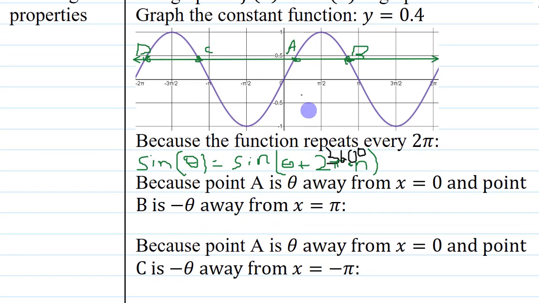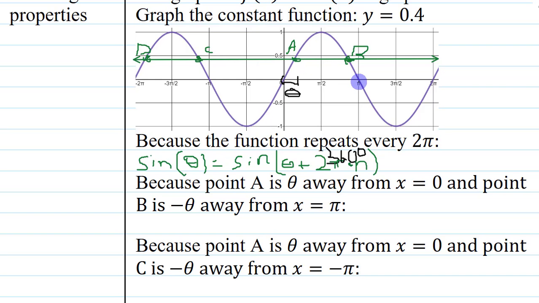Now let's look at point A. So this distance right here is theta. A is theta away from x equals 0. So here's x equals 0, and if I move theta in the positive direction, I now get to the x coordinate of A.